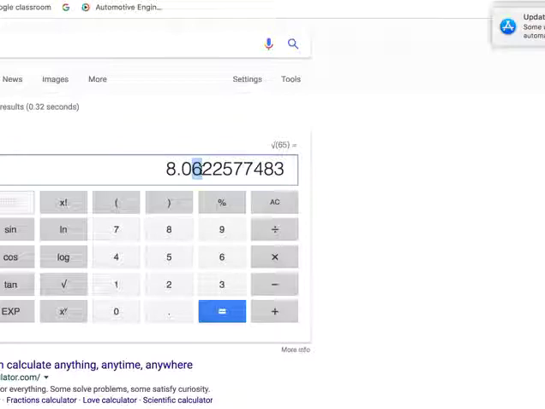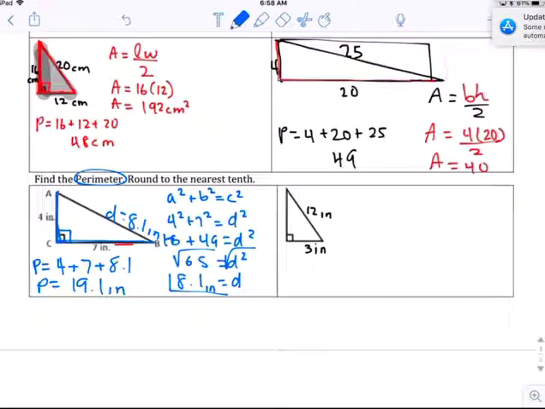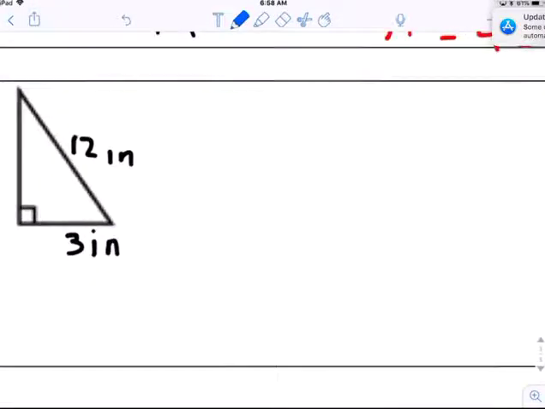Now we can find the perimeter. Add it up, 4 plus 7 plus 8.1. This is 19.1 inches. That's the perimeter. Here. Oops, sorry. And this is what's there. Okay. And then here. Perimeter equals 3 plus 12, oops, don't know what this is.